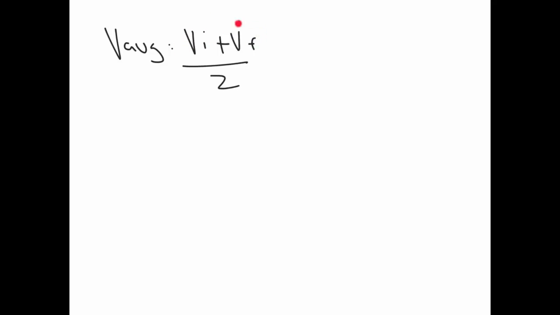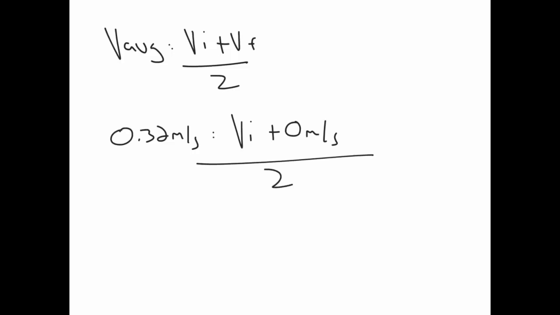This final velocity, well, if you think about what happened, our car started moving very quickly and slowed down to 0. So, in this case, our final velocity is 0. So all we have to do is plug these numbers in, and we can solve for our initial velocity. So our V average, we said was 0.32 meters per second. Our VI is what we're solving for. Our VF is 0 meters per second, and we're going to divide that by 2.